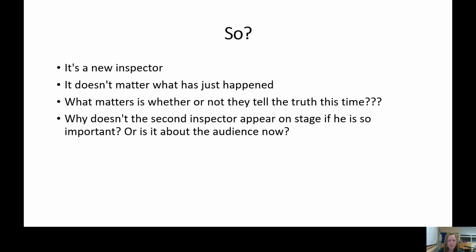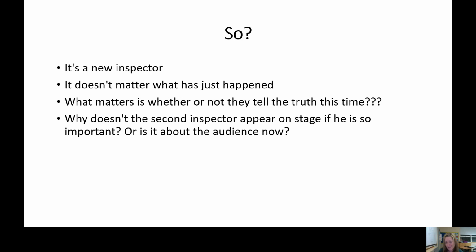Is it a new inspector? Is Priestley saying, look, it doesn't matter what just happened, it's all going to happen again with a new inspector, and what matters now is, are they going to tell the truth this time? Is that what he's saying? Is that what he wants us to think about? And Priestley's saying that it's really the second inspector who's crucial. He's the key. But if he's so important, why don't we see him?